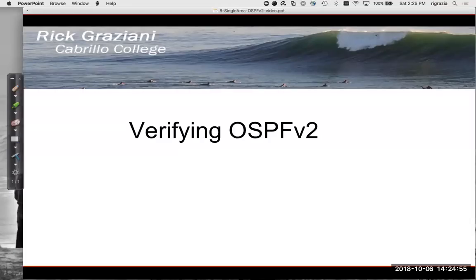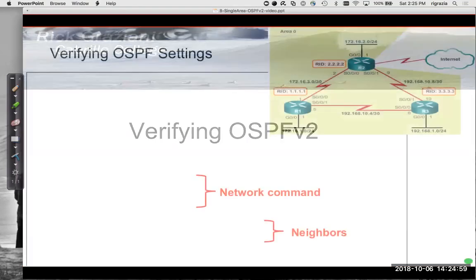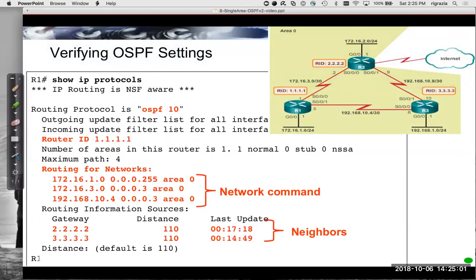Hi, in this video, we're going to look at how to verify OSPFv2. We do show ip protocols. We can see our OSPF 10 there. That's our process ID, the router ID, and what networks we are routing for. Those are from the network command, or if we enabled OSPFv2 on the interface, and who our neighbors are.